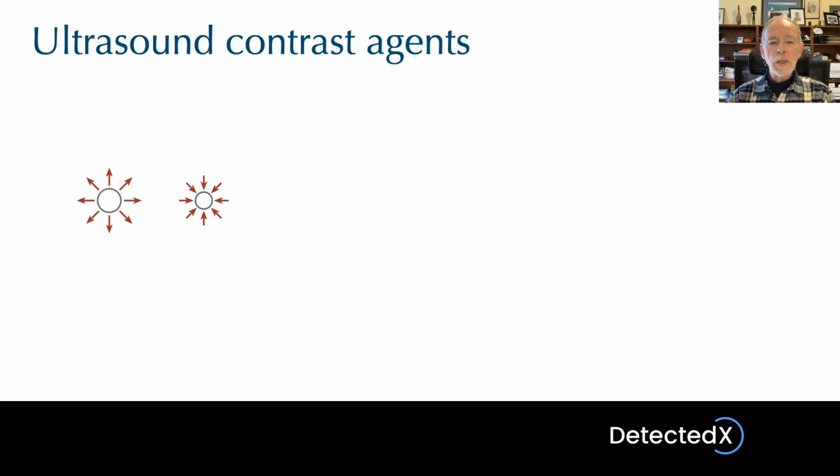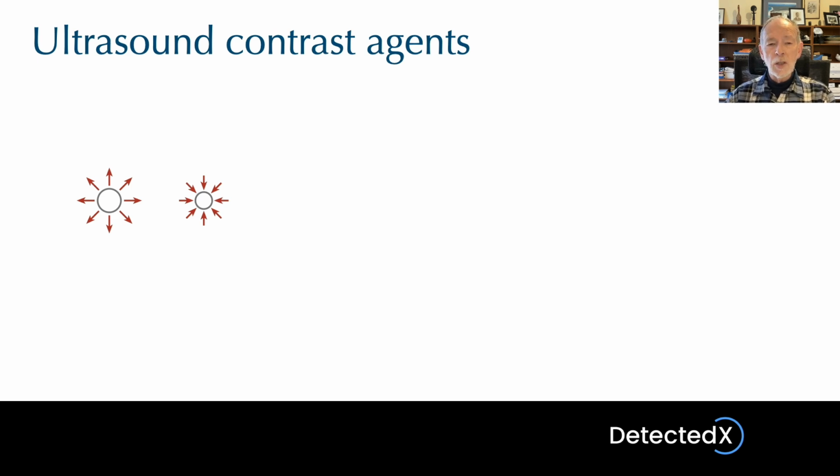Here I'm just showing some small micro bubbles of gas, because that's essentially what ultrasound contrast agents are. They work by injecting into the bloodstream tiny gas bubbles just a few microns in size. These then act as very effective scatterers of ultrasound. So the presence of those greatly increases the scattering properties of the blood.